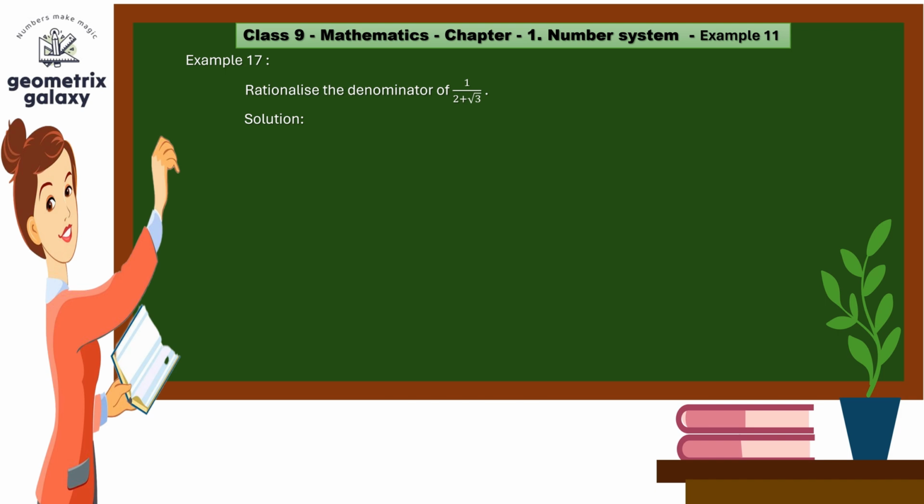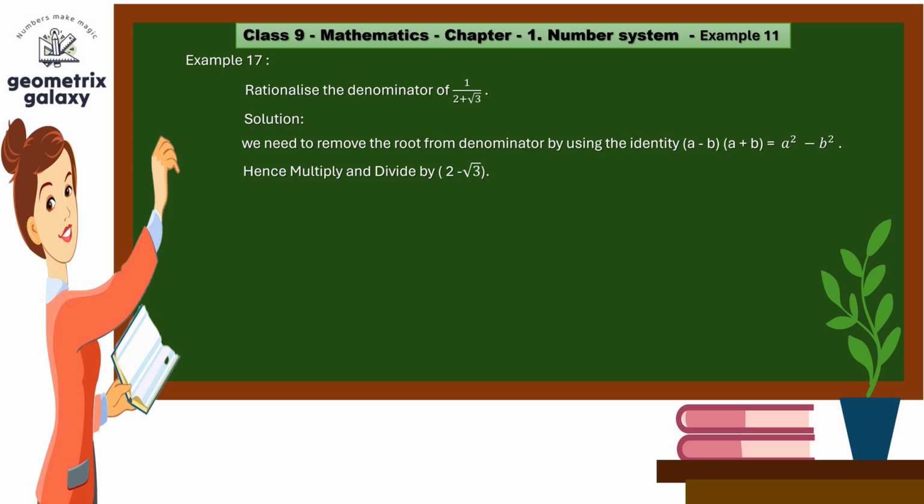Here, to remove the root from the denominator, we need to use the identity (a minus b) into (a plus b), which is equal to a square minus b square. As per the question, we have 2 plus root 3 in the denominator. So we need to multiply it by 2 minus root 3. We call this 2 minus root 3 as the conjugate of 2 plus root 3. Students, you need to remember the word conjugate. We will see a few examples of conjugate.